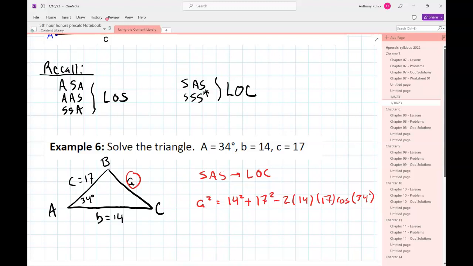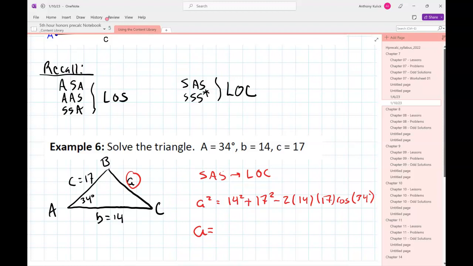In a side angle side situation, it's easy to tell which you're going to solve for first, because it's going to be the side length that corresponds to the given angle. We're given angle A, so we know we're going to be solving for side A first. Everybody's okay with that? All right. This is the equation for A squared. I want just A. So what do I have to do to get just A? Square root both sides. When we square root both sides of an equation, what do we get?